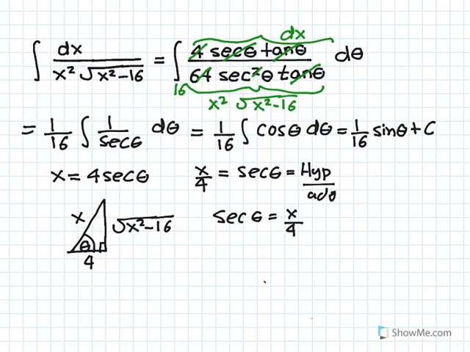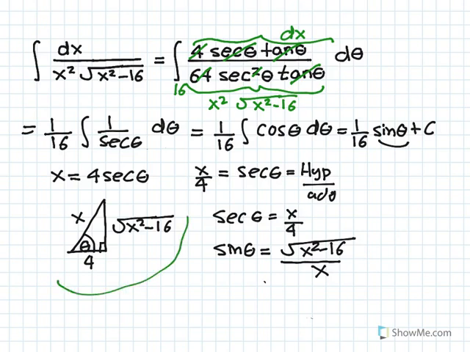That's our trig substitution. Now we can get sine theta. We need sine theta because we want to express everything in terms of x. Sine theta would be opposite over hypotenuse. Looking at our reference triangle, that's going to be root of x squared minus 16 over x. So this reference triangle is very important in getting your final answer in terms of x. Let's put that in a circle. There it is, that's the reference triangle.